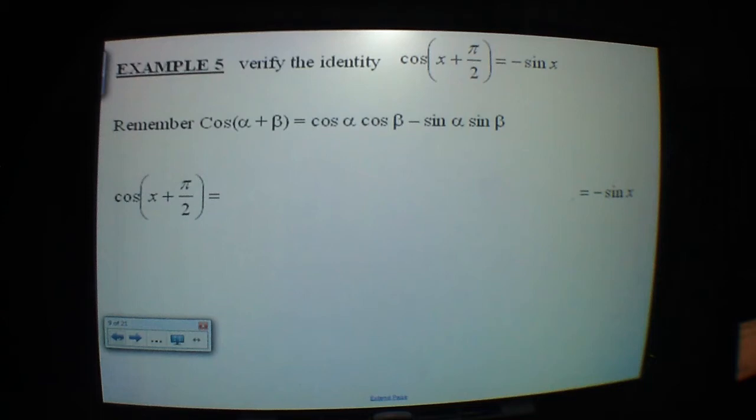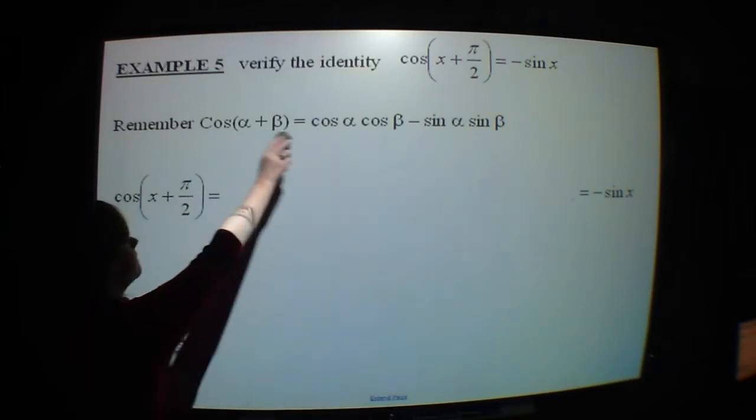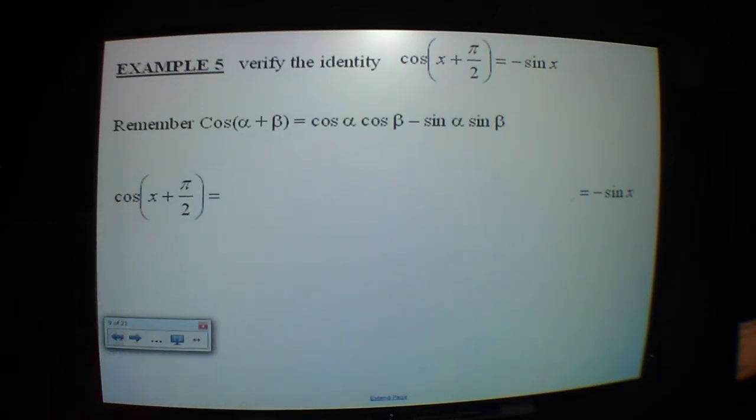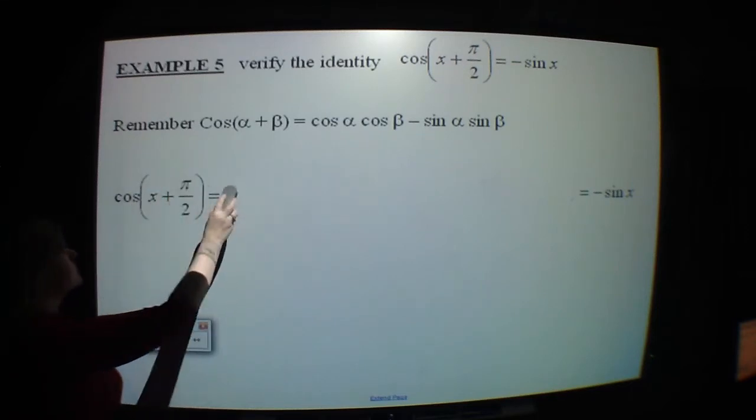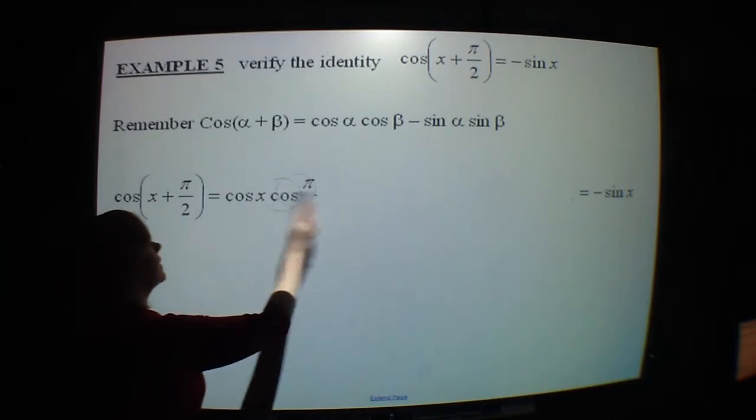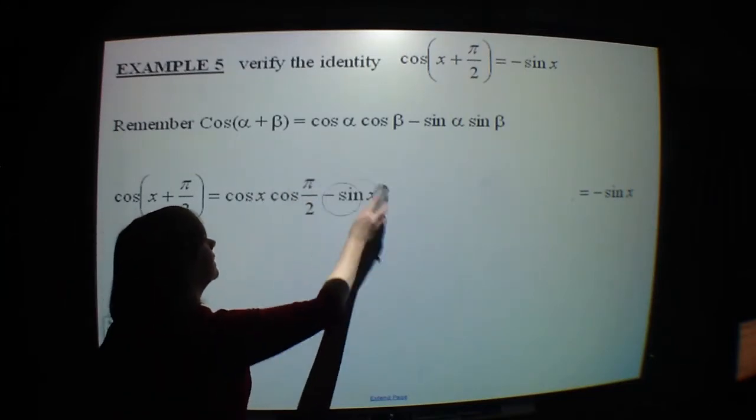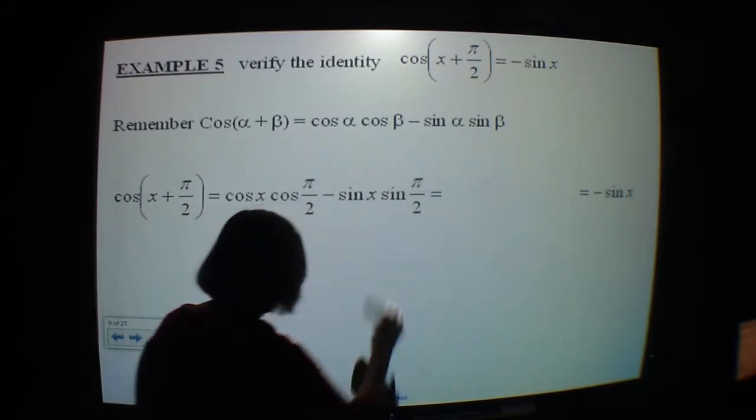By the identity, cosine of x plus pi over 2 is equal to negative sine of x. Remember the formula for the sum of two angles for cosine? You need that. So let's plug in what we know. Cosine of x plus pi over 2 is equal to cosine of x, cosine of pi over 2, minus sine of x, sine of pi over 2.